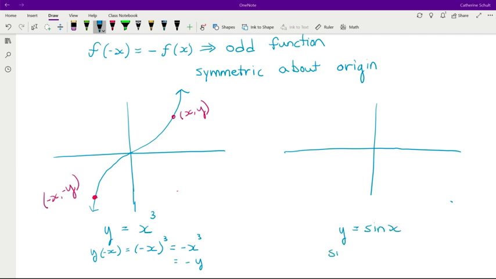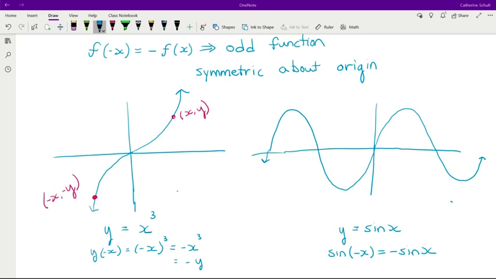Sine is an odd function. Again, when we plug in negative x, we know from trig that's going to get us negative sine. Okay, so here's one period of sine, and we can extend it forever, as we know. And it's an odd function.